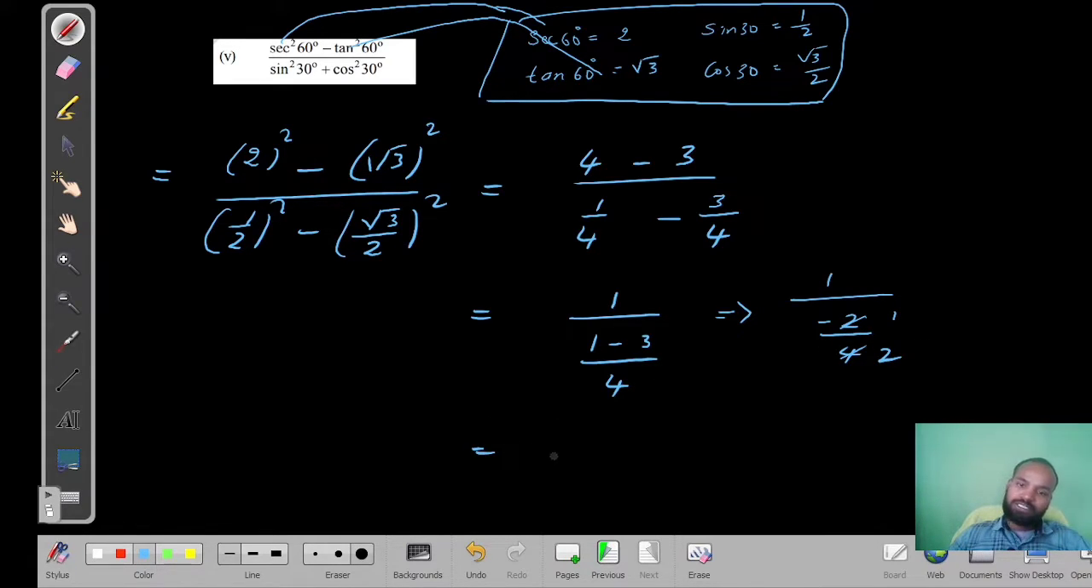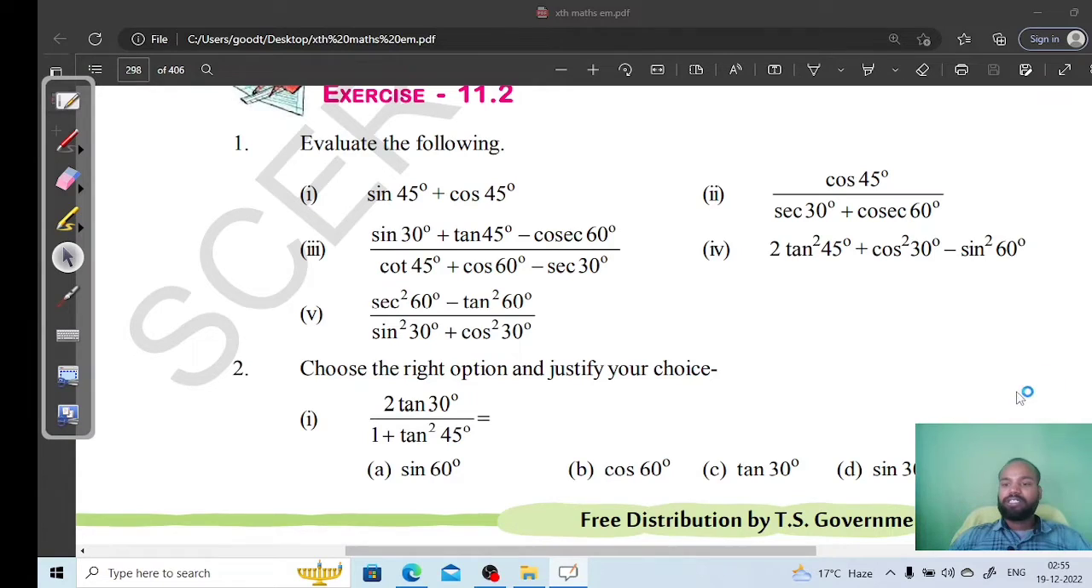So what is our answer? Suppose I am writing the first one, the upper one, that is 1 by 1 into minus 2 by 1. So what will we get here? The final answer is minus 2. So this is your final answer for the exercise first bit, that is the fifth problem. This is the final answer. Okay, right?